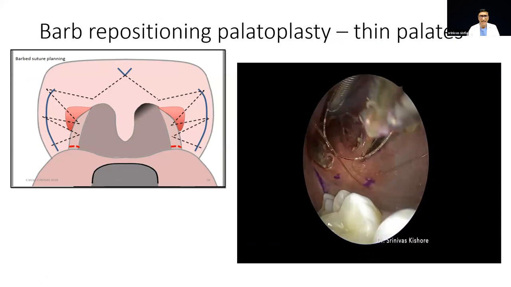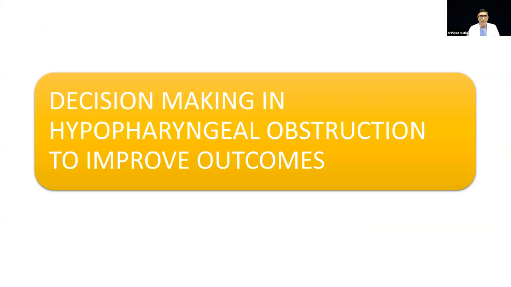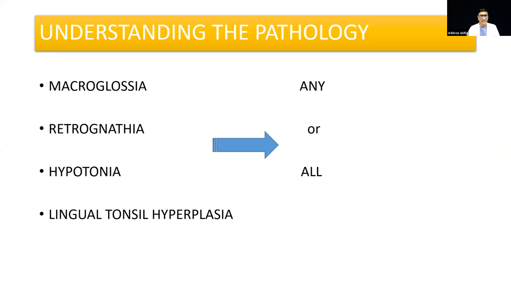Quickly, decision-making in hypopharyngeal surgery basically depends on the phenotype, whether it is macroglossia, retrognathia, hypotonia, or lingual tonsil.